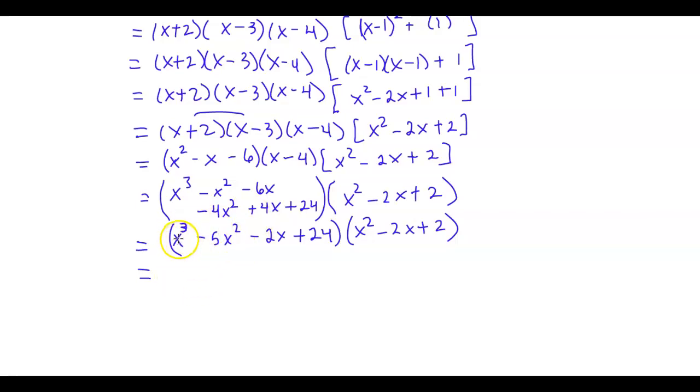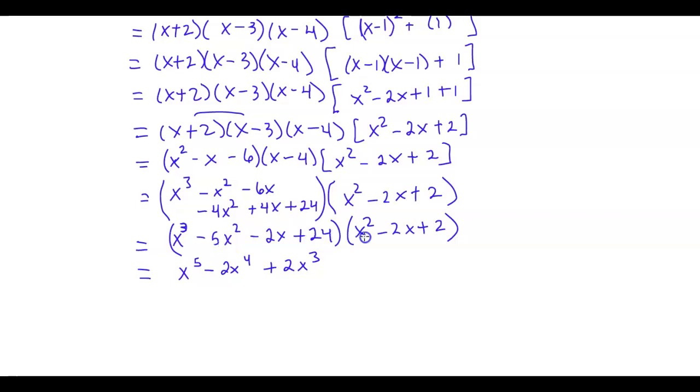So I'm going to take everything and multiply by x cubed first. Well, we'll take x cubed and multiply it by all three of these terms first. So I have x to the 5th minus 2x to the 4th plus 2x cubed. Then I'm going to repeat the same thing with negative 5x squared.